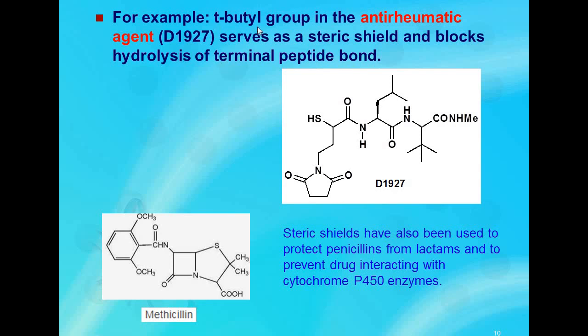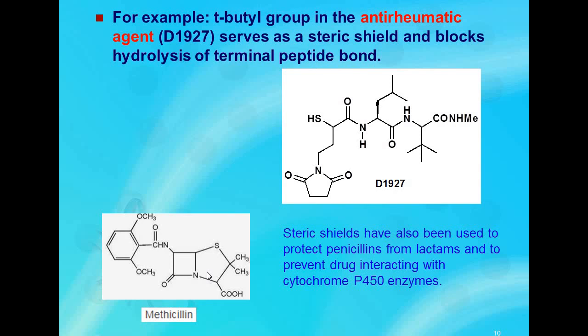For example, the tertiary butyl group in this antirheumatic agent serves as a steric shield and blocks the hydrolysis of the terminal peptide bonds. Another example is methicillin.